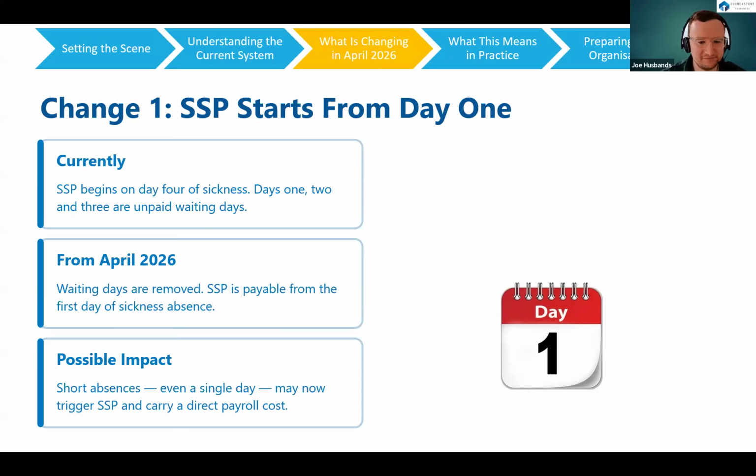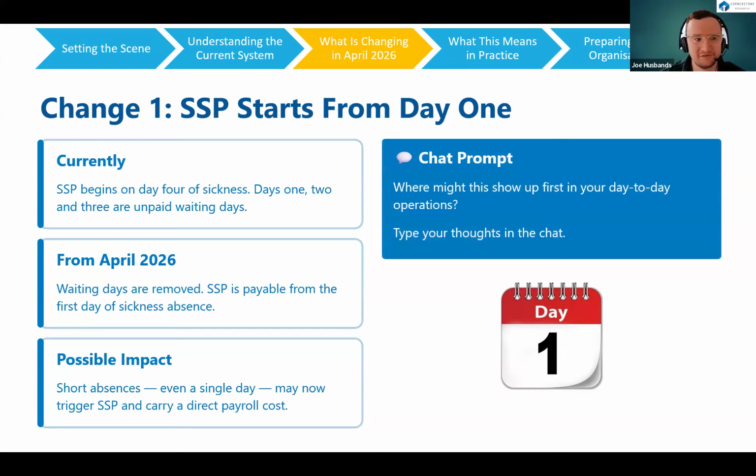At this point, I'd be interested to hear your thoughts. Where might this show up first in your day-to-day operations? For example, you might be thinking about one-day absences and the impact that could have, particular times of year, or patterns like Mondays or Fridays. Where do you think this might show up in your day-to-day operations? Just type your thoughts in the chat if you have any.